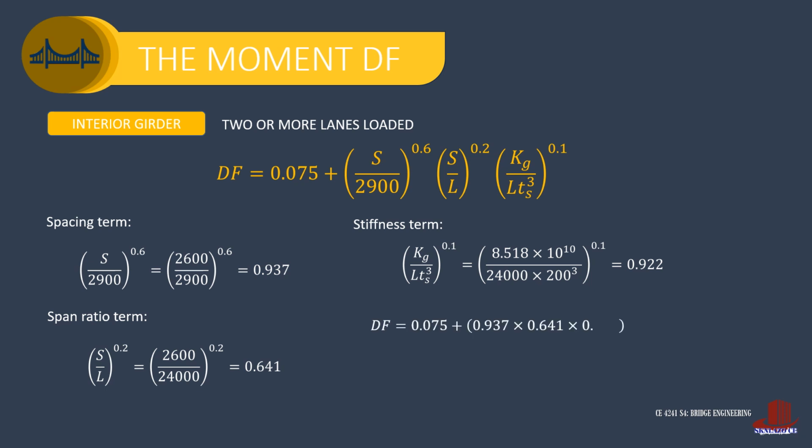Thus, the distribution factor is 0.075 plus the product of 0.937, 0.641, and 0.922, which gives 0.629. This means that each interior girder carries 62.9% of the total lane moment.